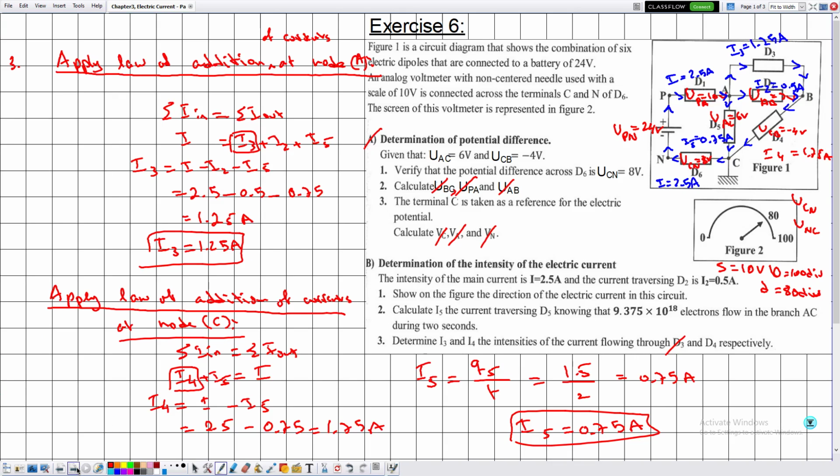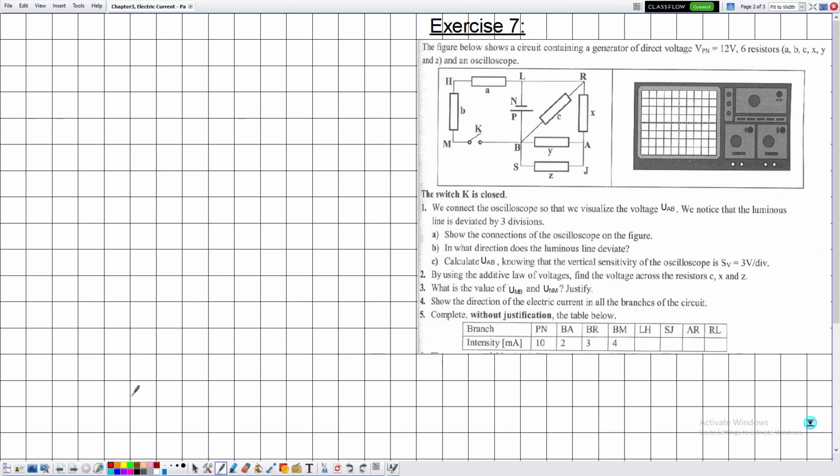Let me move to the other exercise, which is exercise number 7, which is the last exercise. The figure below shows a circuit containing a generator of direct voltage UPN equal to 12 volts. Let me correct this, and this is given by UPN. So the voltage here is given by UPN is equal to 12 volts.